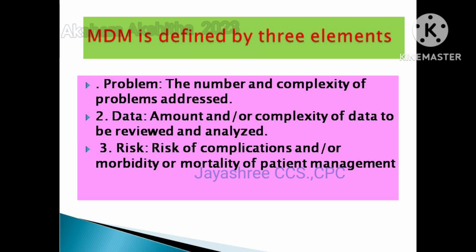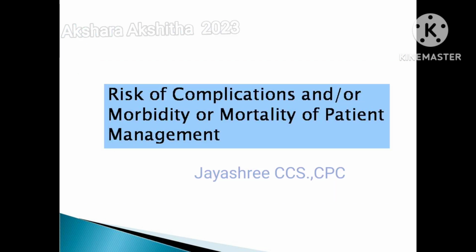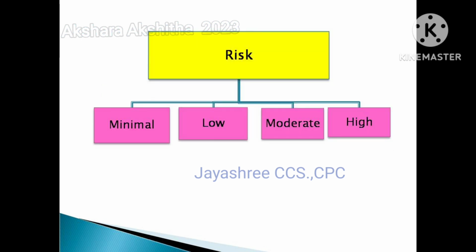Okay, let's start with risk of complication and/or morbidity or mortality of patient management. In the last video I already completed two elements. Each element, out of these three elements, has four types: minimal, low, moderate, high. So in risk also we are going to see minimal, low, moderate, high. What will be the minimal? How will the documentation be? Like that, we are going to cover each type in this video. Let's see what will be there in our medical report for each type.